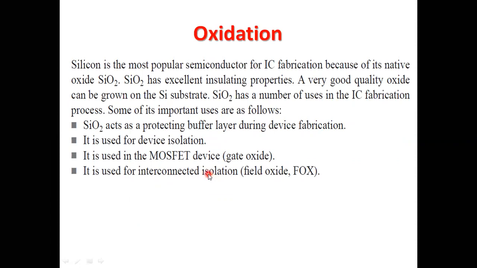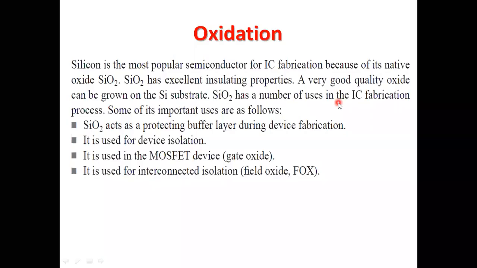Next, you need to know what oxidation is. Oxidation is nothing but the process of growing the silicon dioxide layer on top of the silicon substrate. That's why we were discussing silicon and silicon dioxide. I hope this slide is clear to all of you.